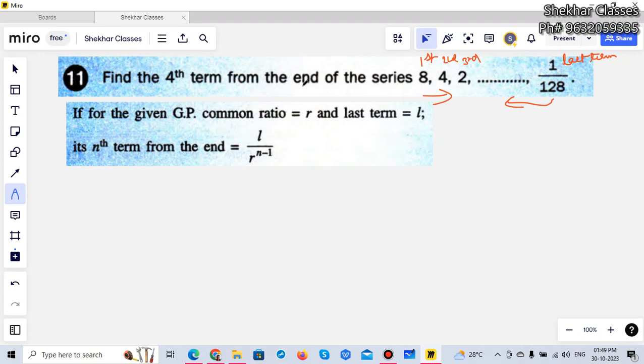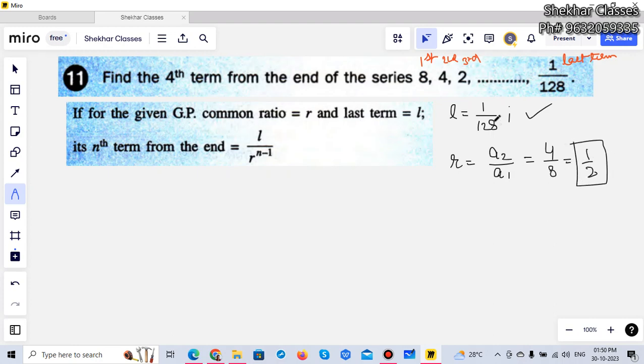So we know the last term here is what? So let me write it down. See, the last term they have given you is 1 upon 128, right? And how do we find the common ratio? So the common ratio is the second term upon the first term. So if I put it here, 4 upon 8, and that will give you 1 upon 2. So this is the common ratio, and this is the last term. Substitute it, you will get that.